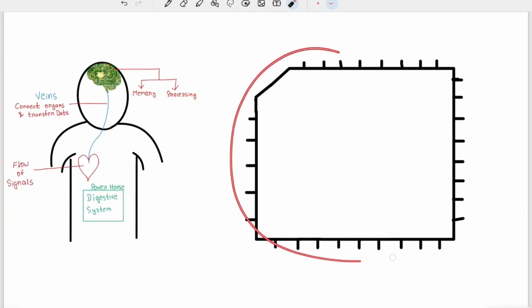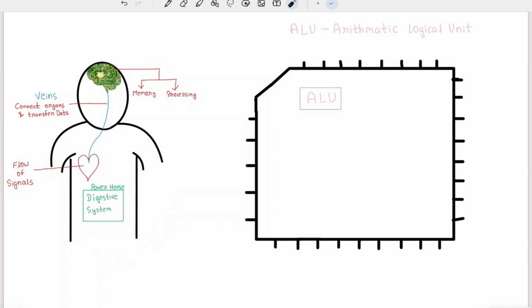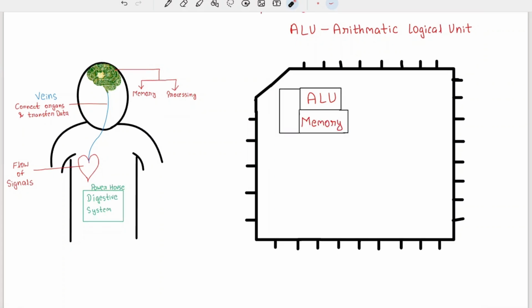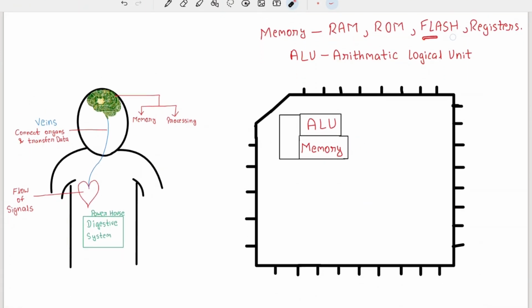Let's understand the basic parts of microcontroller and relate them by comparing with the human body parts. The most important part of the microcontroller is the ALU, arithmetic logical unit, which does the processing of data. And the second most important part is memory. Here we have RAM, ROM, flash, registers as memory. RAM and registers are used to help ALU while processing, and ROM and flash memory store data and program code permanently, just like our memories. So now if we combine the ALU and memory together, then we can call it the microcontroller's brain.